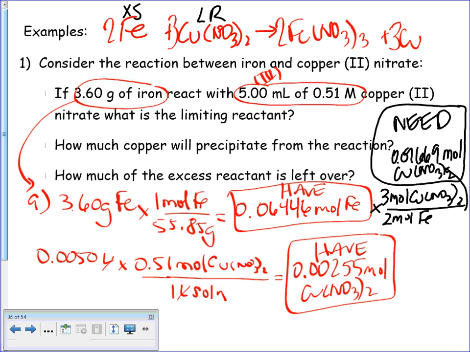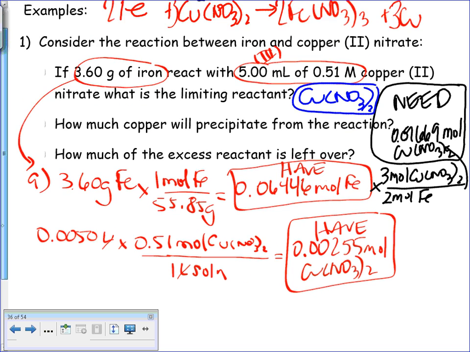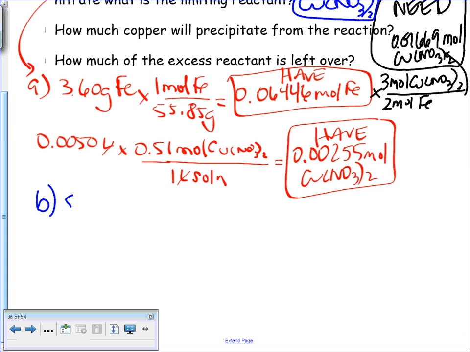So what's the answer to part A? Copper 2 nitrate, thank you. Copper 2 nitrate is the LR. Okay, so we just did all that mess to figure out what the LR was. Now that we know who your LR is, we are going to start with the number of moles. So part B, start with moles of LR, and that's how you proceed with the problem.